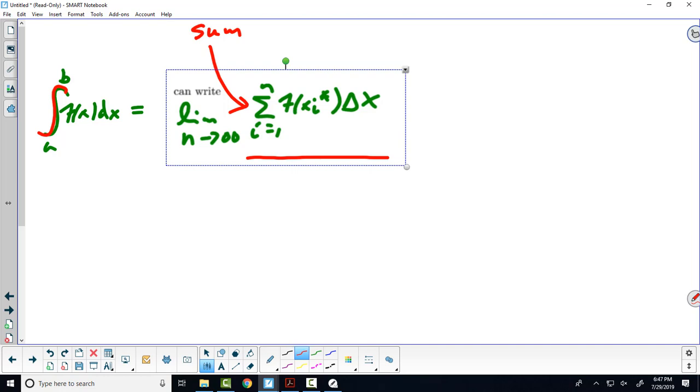Now, what did this whole entity represent right here? It represented the area of the ith rectangle, right? So what do you think this represents right here? The area of a rectangle. Now, it's not the ith rectangle, because this is uncountably many. This is far more complicated. But this is the area of a rectangle.